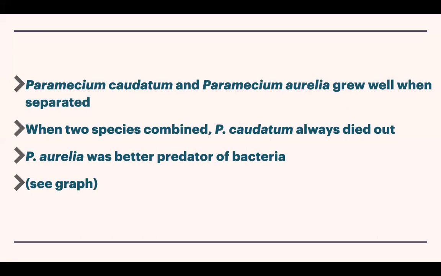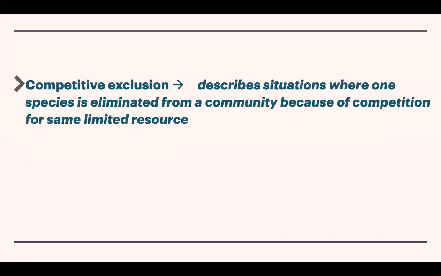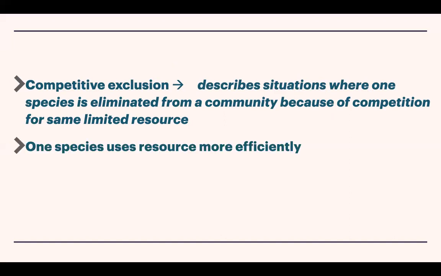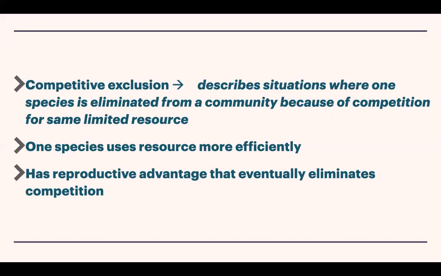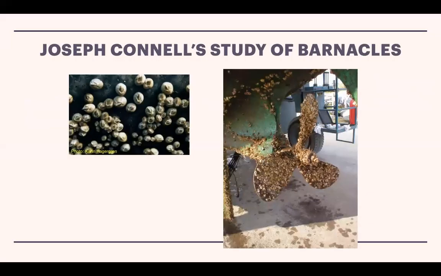So aurelia, a better predator, and I don't have the graph, so forget that. When you have an example like that, when you mix two species and one species basically just gets completely outcompeted and therefore dies out, that is called competitive exclusion, where you have one species completely eliminated from a community because they just can't compete for that resource. That means that one species is more efficient at using that resource and they cannot coexist. That has a reproductive advantage for the species that is a better competitor because obviously they will be able to survive and reproduce.